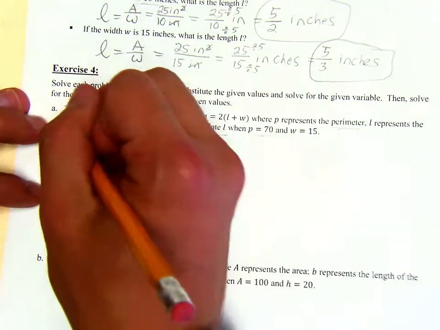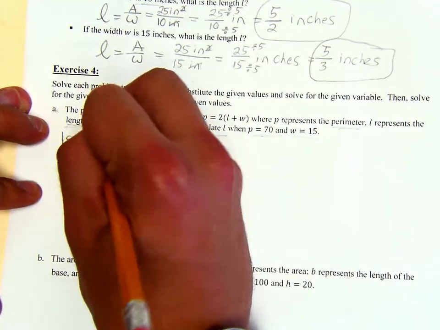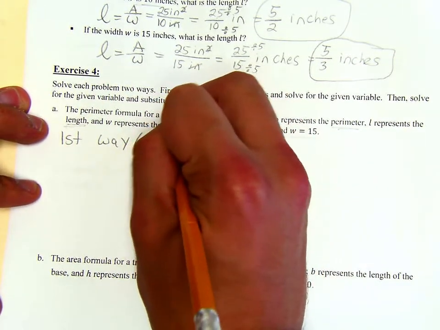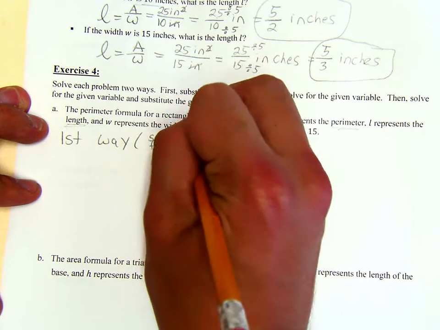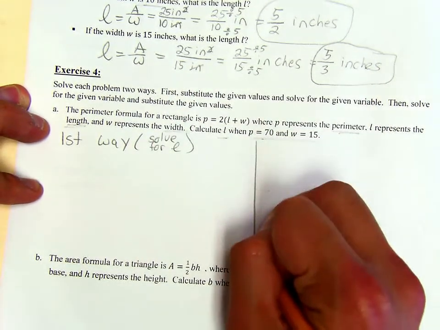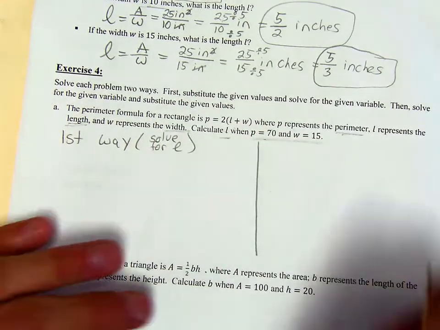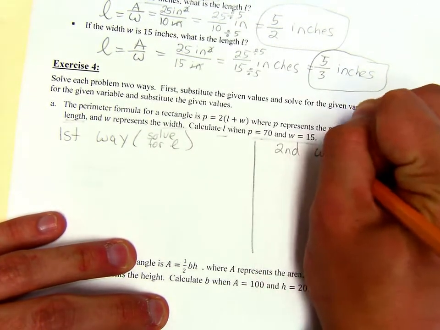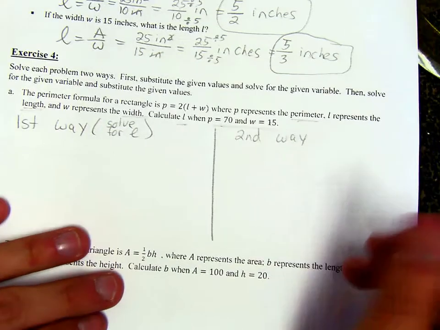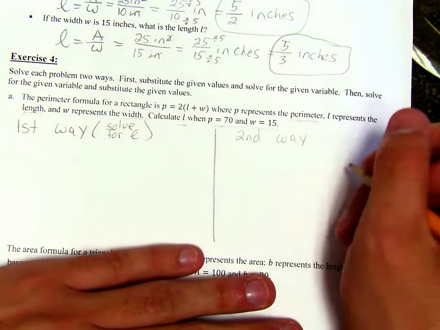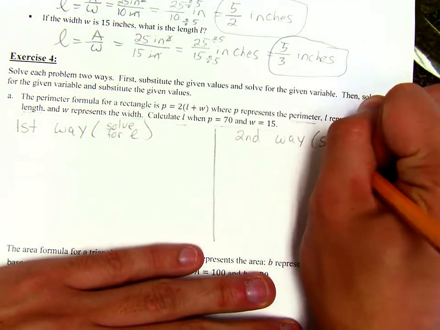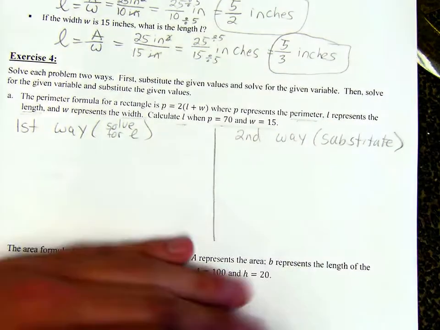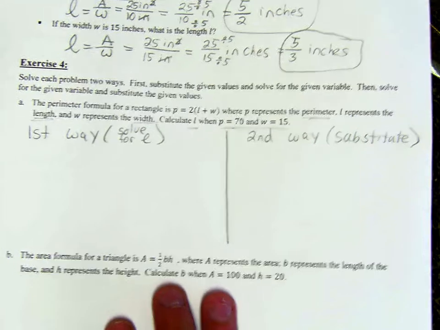Our first way that I'm going to do it is we're going to solve for L first. And then substitute in our values. And then for the second way, we're going to end up just substituting it. So let's look at our first way first.